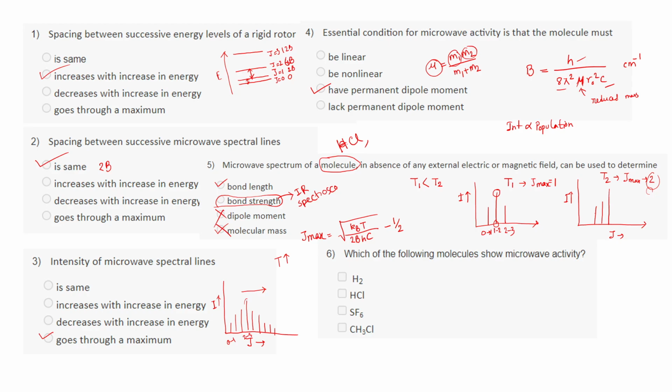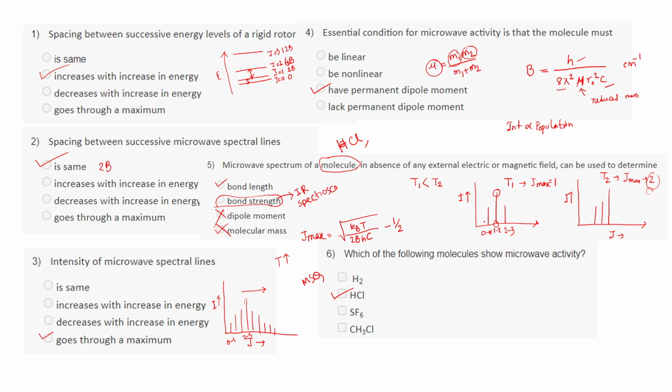Okay, now question number 6. It's easy. Which of the following molecules will show microwave activity? First, as in question 4, it should have a permanent dipole moment. So HCl will have a permanent dipole moment. But this is an MSQ question, right? What about H2? It won't have. What about SF6? What is the structure of SF6? Octahedral. So all the atoms are the same, so eventually the dipole moment is going to be 0, right? Permanent dipole moment 0. So it won't have.